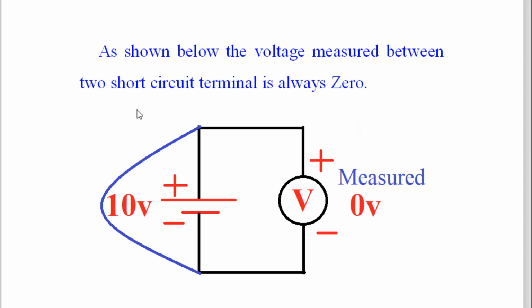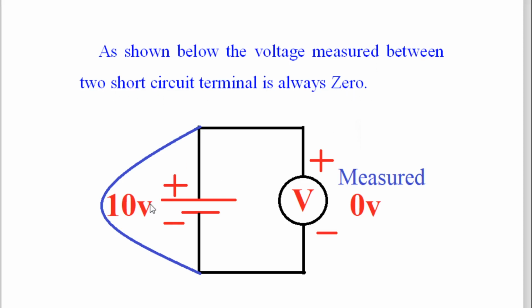Now, there is one important concept in electronics. As shown below, the voltage measured between two short circuit terminal is always zero. And this is a very important parameter in electronics. As shown below, the voltage measured between two short circuit terminal is always 0.